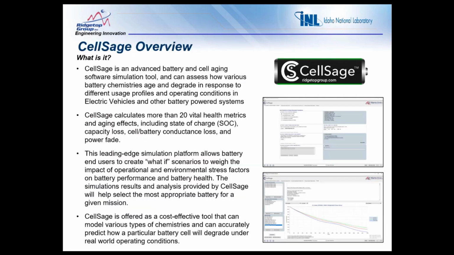So what is CellSage in kind of a general context? CellSage is an advanced battery and cell aging software simulation tool that is designed to assess how various battery chemistries age and degrade in response to different usage conditions, stress factors, and how they are deployed in certain systems or subsystems or products. And CellSage allows us to go beyond the basics of looking at key failure modes. It also calculates over 20 vital health metrics and aging effects, including the state of charge, capacity loss, cell and battery conductance loss, and also power fade.